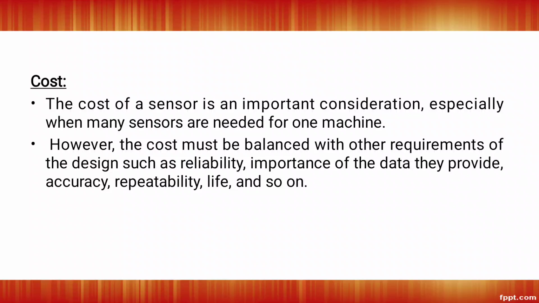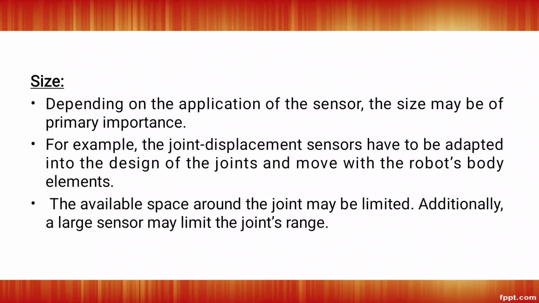First is cost. The cost of a sensor is an important consideration, especially when it is needed for a machine. So we have to balance the cost of a certain type of sensor against the requirement and the design. And next is size. Depending on our requirement and the type of prototype, the size is very important. That is, it gives primary importance to the size of the system.